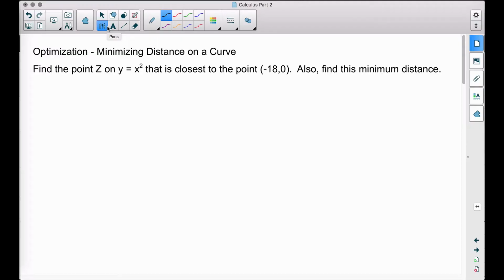In this video, we're going to look at an optimization problem that deals with minimizing the distance on a curve. Let's find the point z on y equals x squared that is the closest to the point negative 18, 0. Also, find this minimum distance.